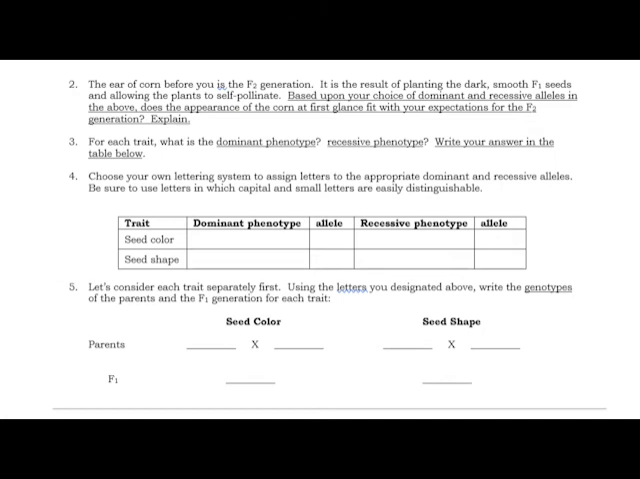When you move on down to number 5, you are going to be using the letters that you put into the chart above, and you'll be using those letters throughout the rest of this experiment. And you want to write out the genotypes of the parents and the F1 generation for both seed color and seed shape. Now, this is a monohybrid cross for both of these, so on each of those lines I should be seeing 2 letters.